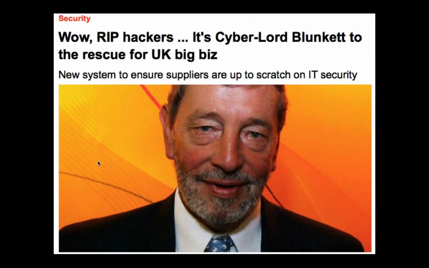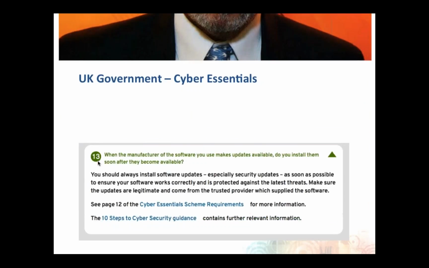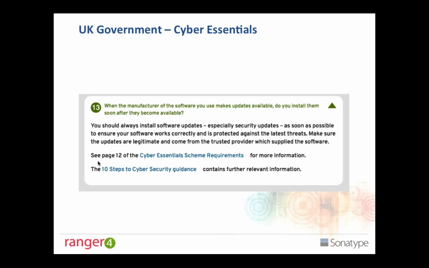So this is an announcement in the Register from Lord Blunkett. So very much, if you're selling to UK government, you might have to actually pass the Cyber Essentials test. And what that says is that you've got to make sure that when the manufacturer of the software updates their software, that you install it as soon as possible. And if there's security updates, just do it really.